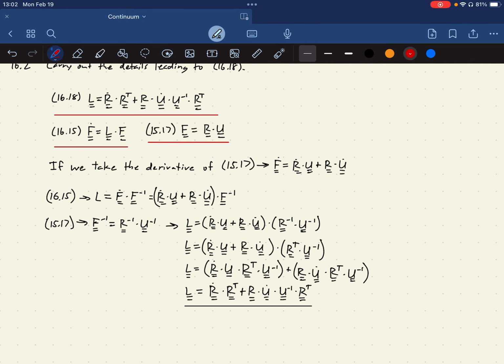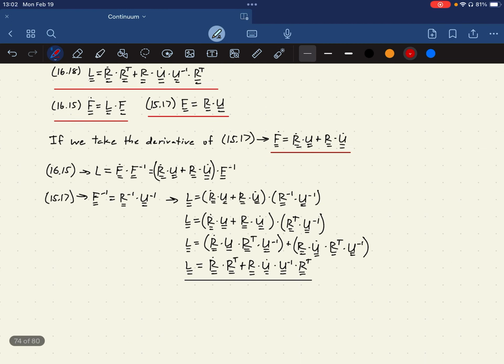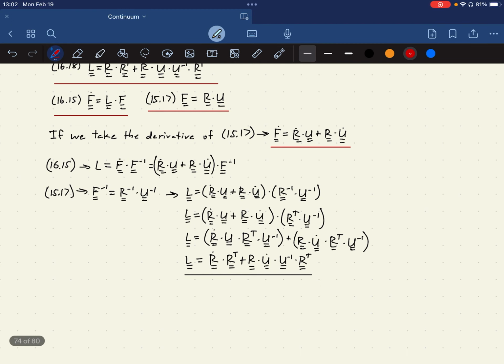So starting off, all we're going to do is just take the derivative of equation 15.17. So in this case, all it is is a product rule. You can write it out in index notation, but I was lazy, so I didn't. But that's what the derivative of f comes out to. Then we can use 16.15 and substitute our derivative form of f into 16.15. So we get that here.